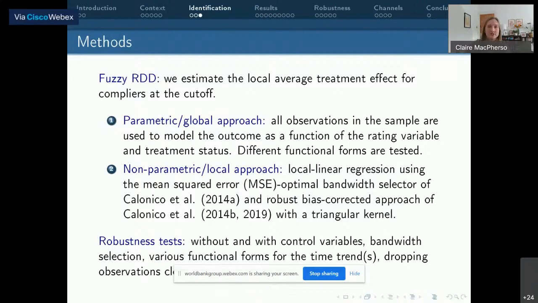We use 2 approaches to estimate the local average treatment effect at the cutoff date. That is the average treatment effect for refugees who arrived slightly before or slightly after the 14th of May 2016. Firstly, we use a global parametric approach in which all the observations in the sample are considered. And then secondly, a local non-parametric approach, which proceeds in 2 steps. Firstly, the selection of an optimal bandwidth of days around the cutoff date. And second, the estimation of a local linear regression of observations falling within that bandwidth. But both approaches give broadly similar results.